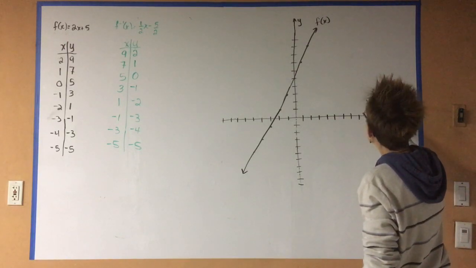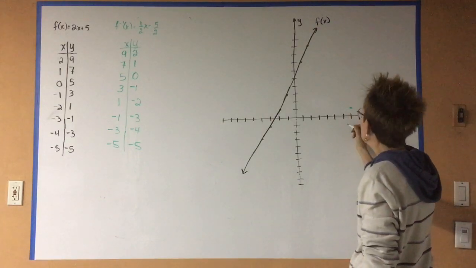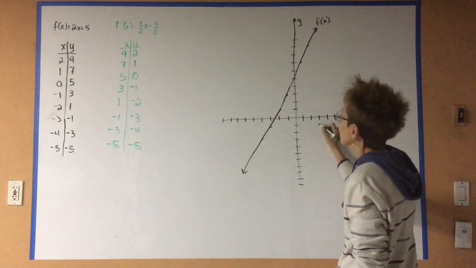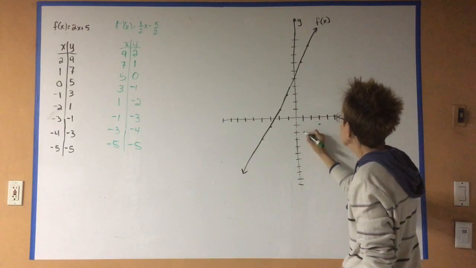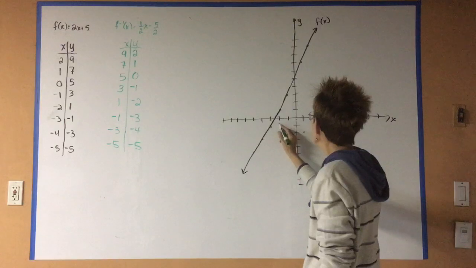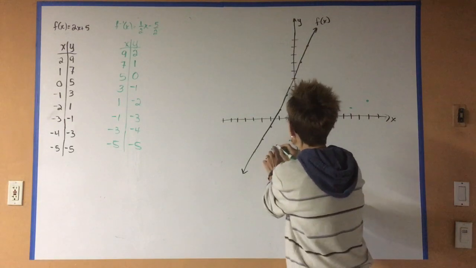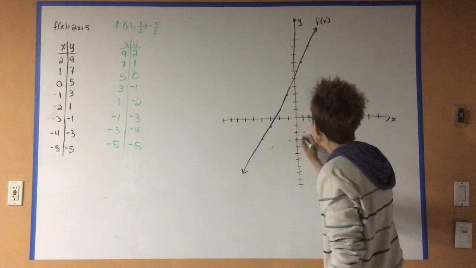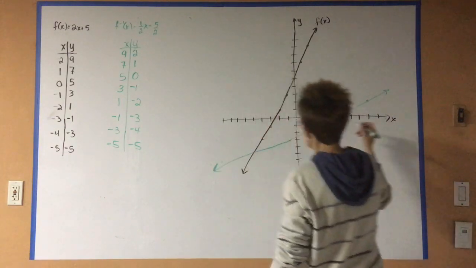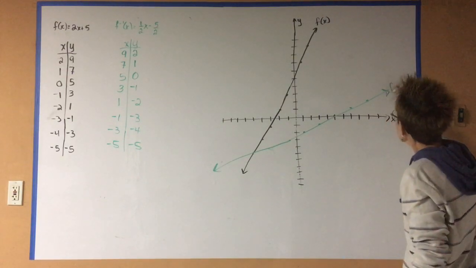9, 2, which is right about there. And then I've got 7, 1, which is right about there. And then 5, 0, which is right about there, and then I've got 3, -1 there, and 1, -2, and then -1, -3, and -3, -4, and -5, -5. Off here. And this line, its inverse function, my lines are wavery. This is f inverse of x.